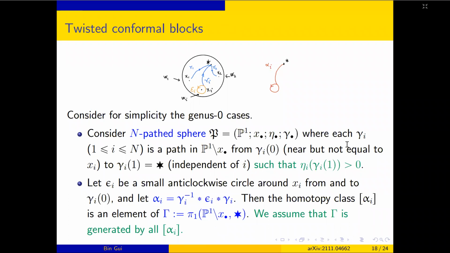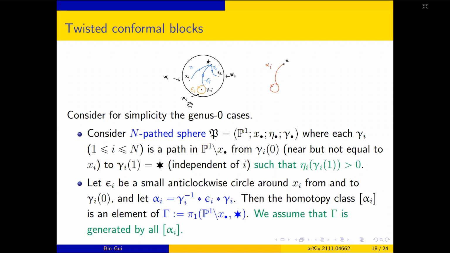Okay, next, let me go to the twisted case. I will tell you what the main ingredients in the twisted conformal blocks are. I will mainly focus on the genus 0 case, but it also generalizes in a very straightforward way to the higher genus case. For the genus 0 case, the problem is how to define twisted conformal blocks. As I said previously, we have to include multi-valued holomorphic functions in order to study conformal blocks.